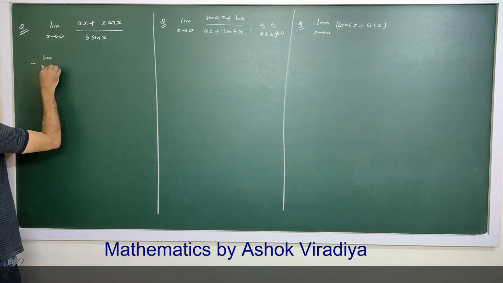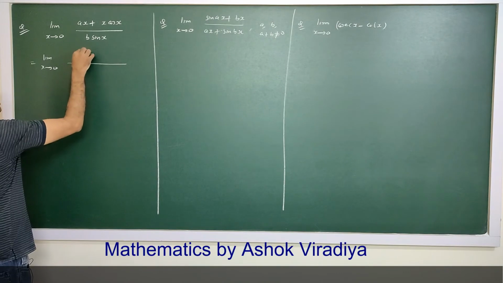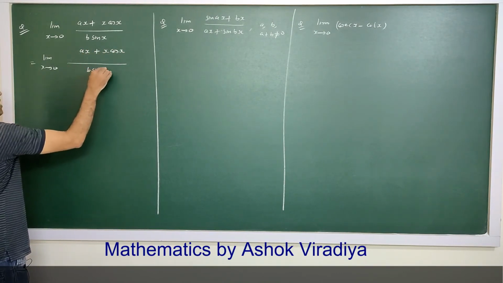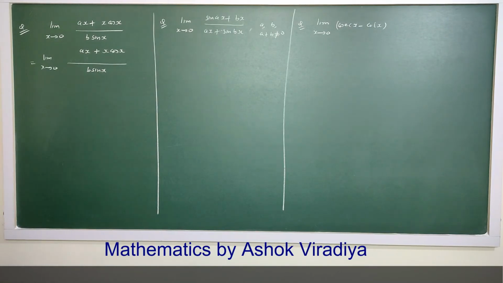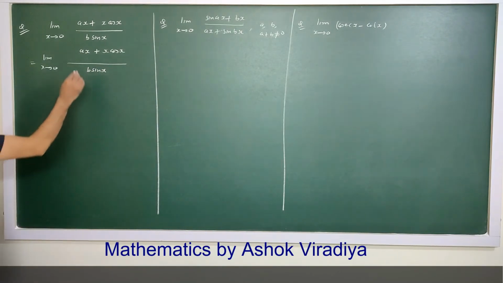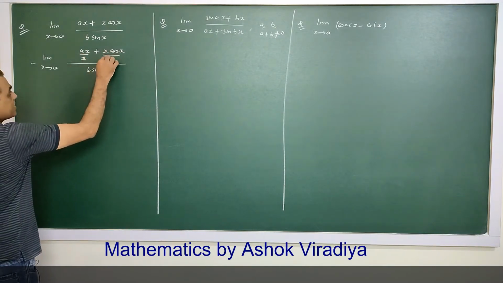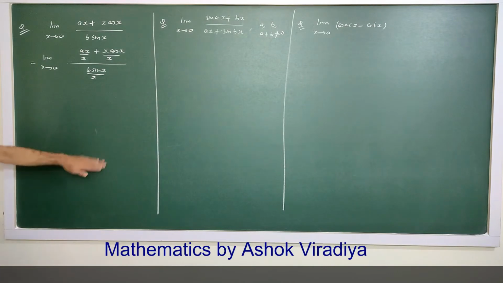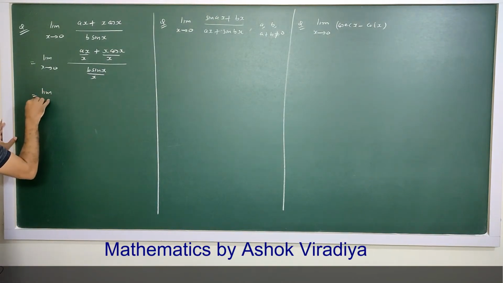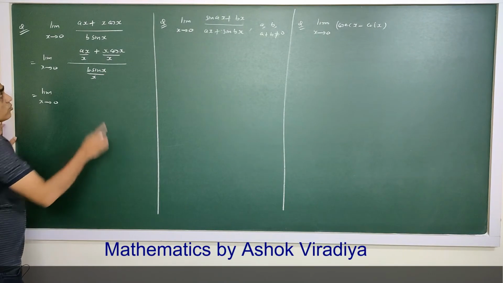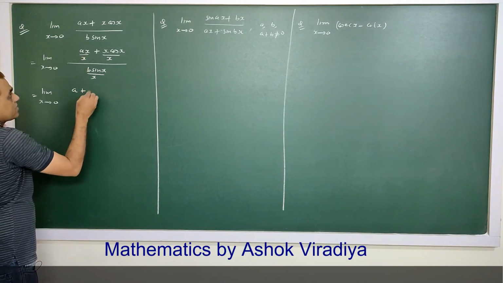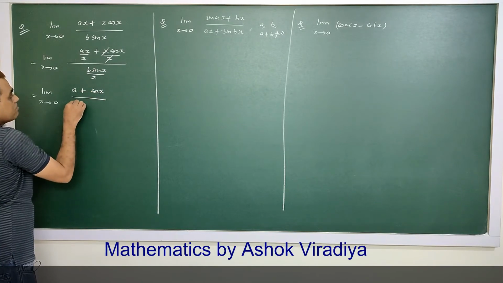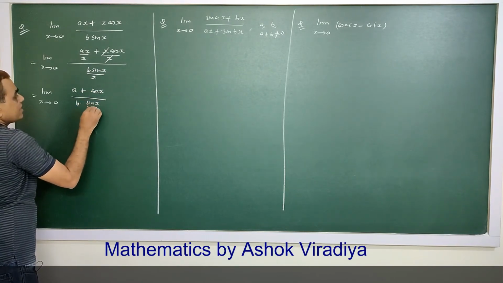Limit x tends to 0, this is ax plus x cos x upon b sin x. Now what I do is divide numerator by x and denominator by x. So this is limit x tends to 0, a plus, this x cancels, cos x upon b into sin x by x.